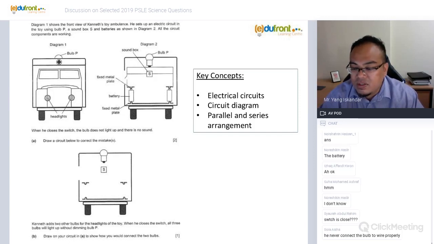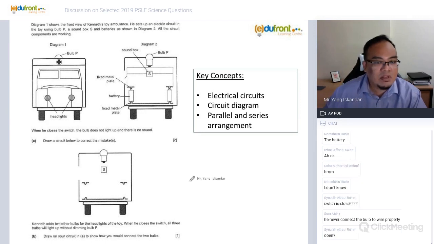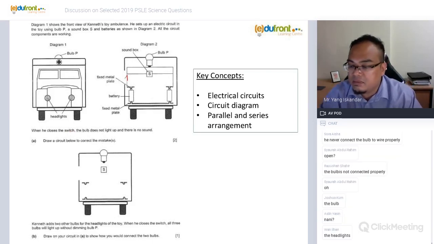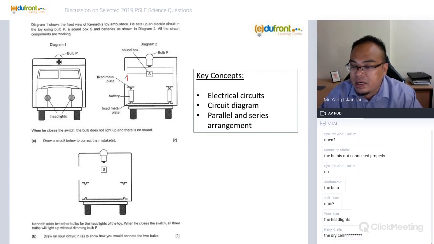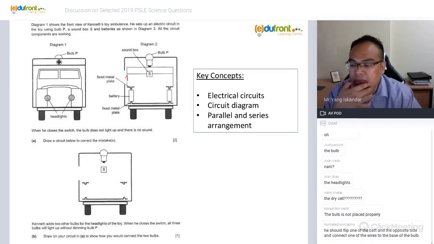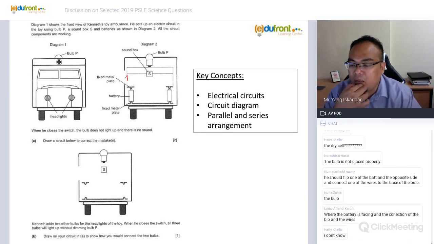You don't know? Switch is closed? No, you cannot mention about the switch. Because why? He says when he closes the switch, that means this will be closed. Okay, this part, no problem. Okay, someone says the bulb. Now, can you elaborate? What about the bulb? The bulb is not placed properly? Yeah, how? Why?